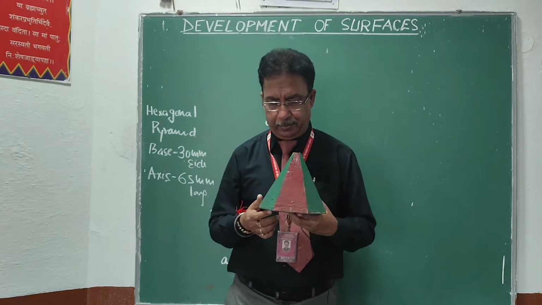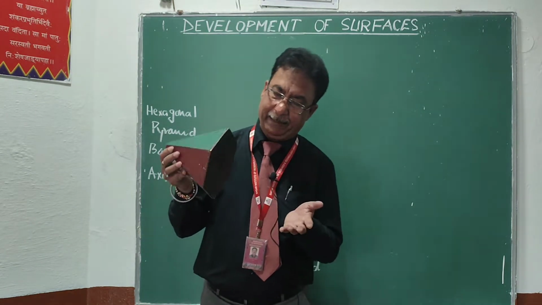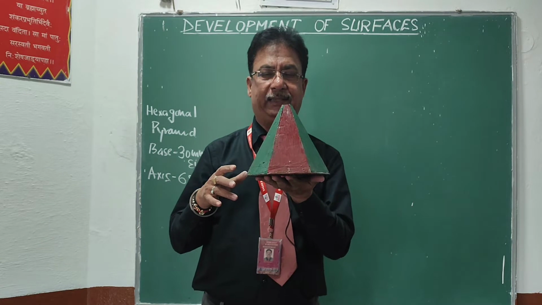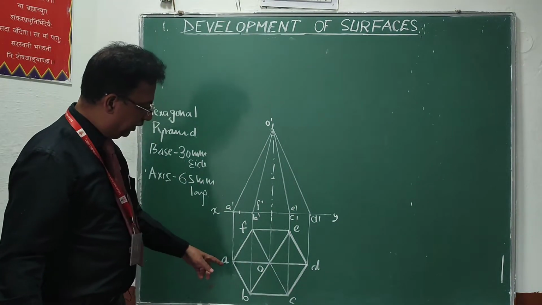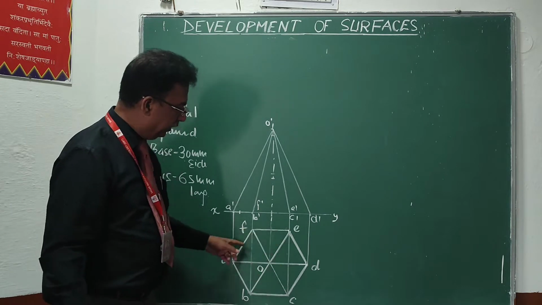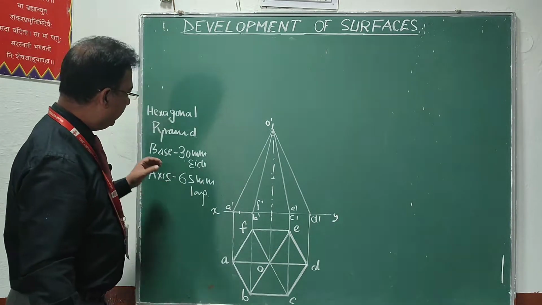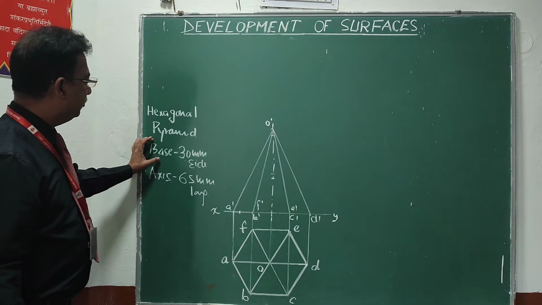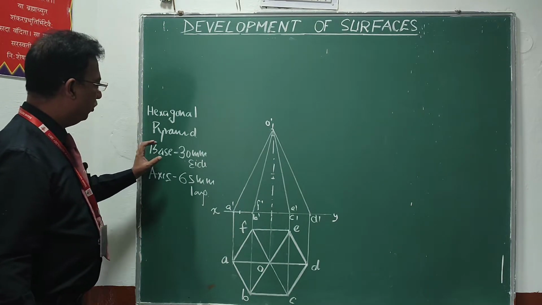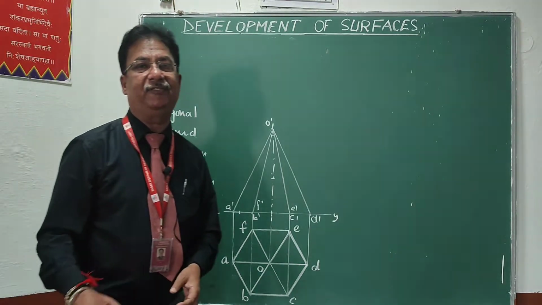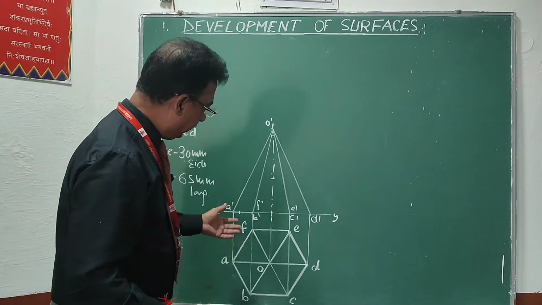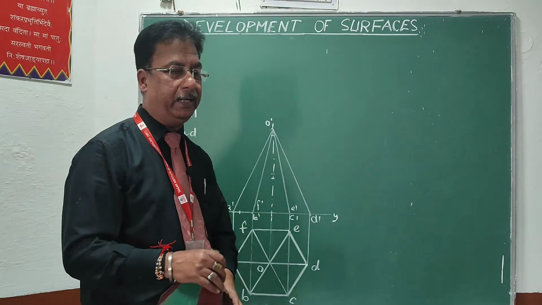Initially I have taken a problem in which this solid is kept on its base on the HP like this, with two sides parallel to VP. As you see in this figure, this is the top view of this solid and this is the front view. The base of the solid is a hexagon of 30 mm side, and the axis is 65 mm long. So initially I have drawn the top view and the front view of the arrangement.